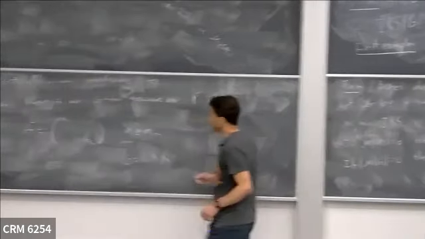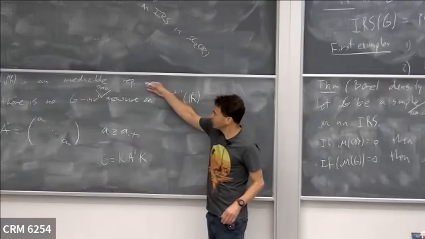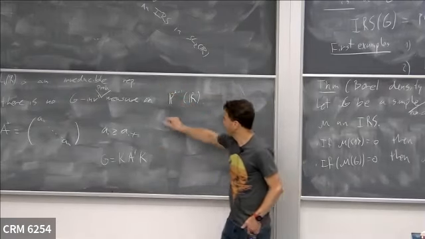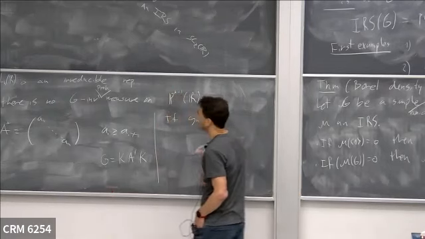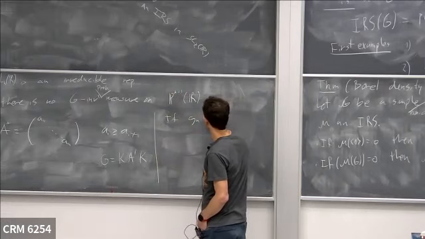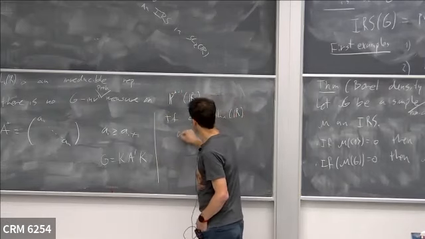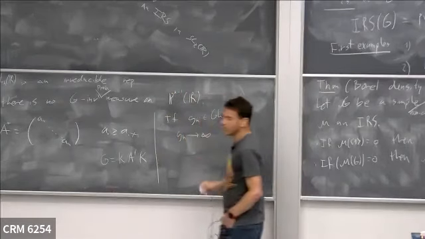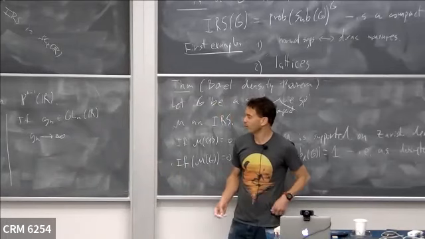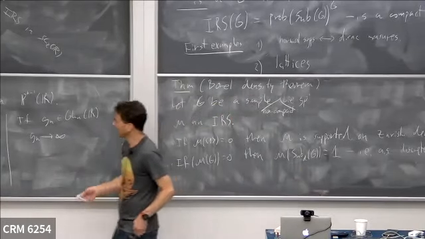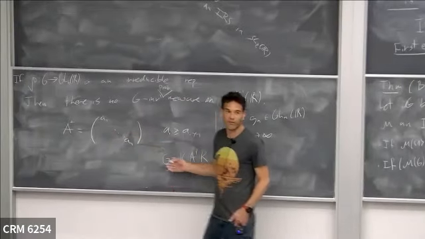Now, from the KAK decomposition, you can deduce that if g_n is a sequence of elements in GL_n(R) that goes to infinity, basically the matrix norm goes to infinity, the only way to go to infinity is in the A part, because K is compact.